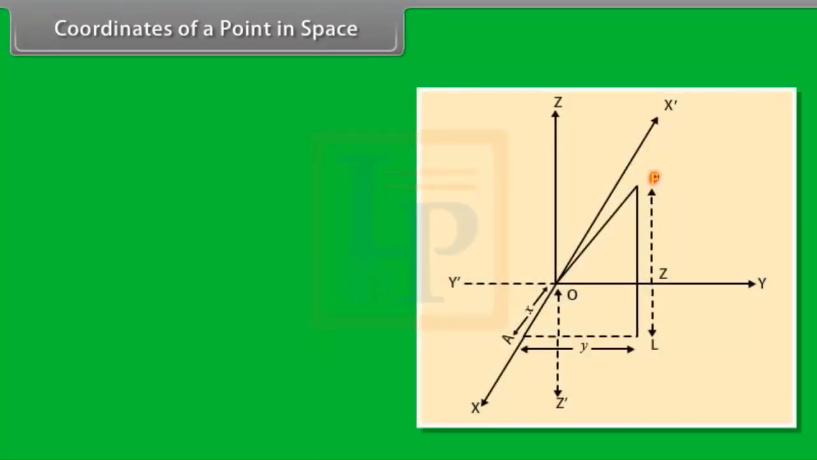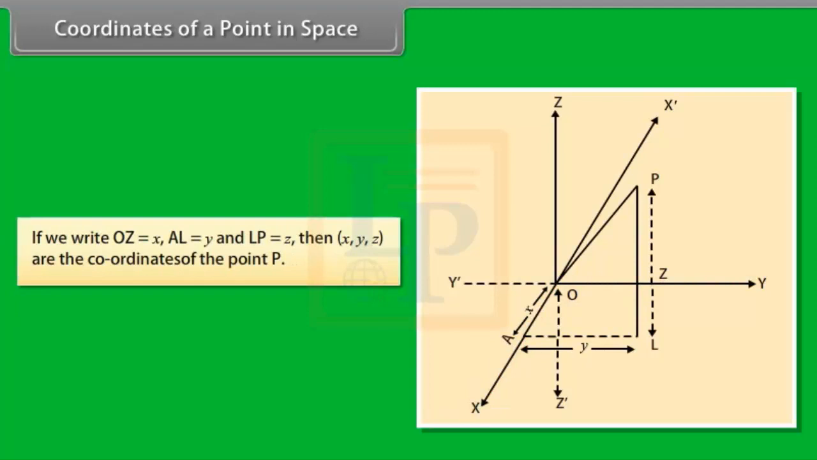Coordinates of a point in space. Let P be any point in space. Through P, draw perpendicular PL on xy plane meeting this plane at L. Through L, draw a line LA parallel to OY cutting OX in A. If we write OA is equal to x, AL is equal to y and LP is equal to z, then x, y, z are the coordinates of the point P.